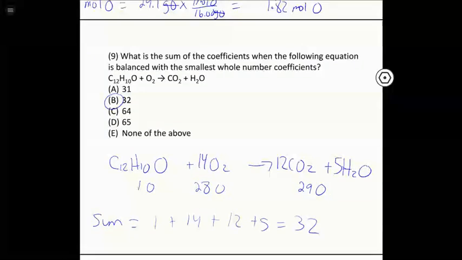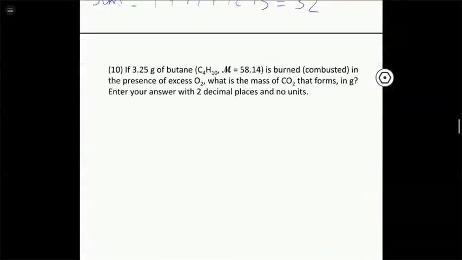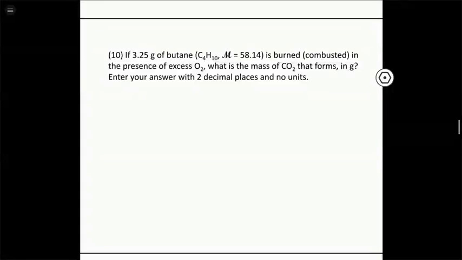Okay, number 10, getting to the halfway point. We have 3.25 grams of butane, which is burned, synonym for burning is combusting, in the presence of excess O2. What is the mass of CO2 that forms in grams? Combustion is one of those reactions where you're going to have to understand what the reactants and the products look like. This is one where we don't give you the chemical reaction and you have to write it yourself. So remember that for combustion, you're taking your compound, usually carbon, hydrogen, maybe some oxygen in it.